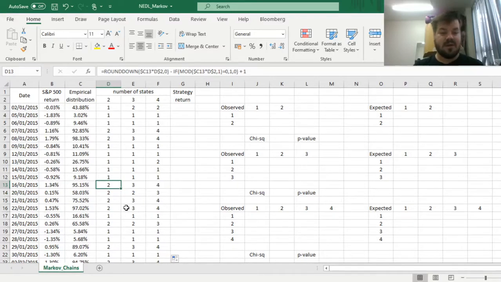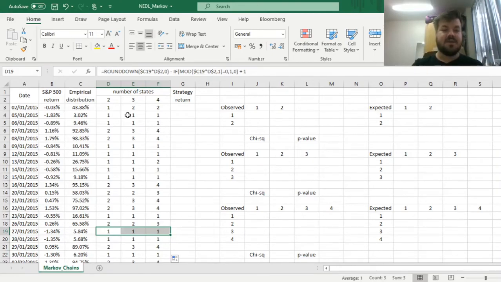And for example, the other way around, on the 27th of January 2015, the return was minus 1.34%, which was approximately the 6th percentile of the empirical distribution function. And we can see that regardless of the number of states, it always sorts it into the first state. So the state that is characterized by the lowest returns, the most negative returns that have been observed during this observation period.